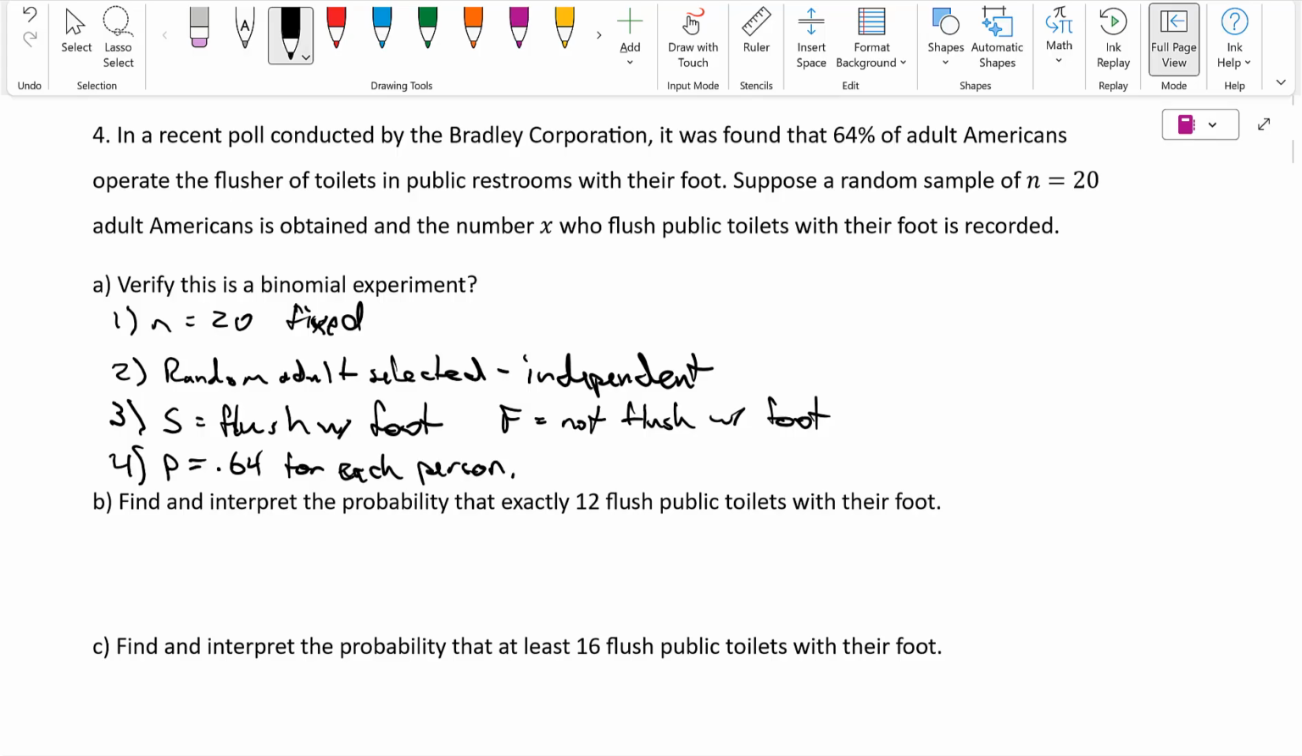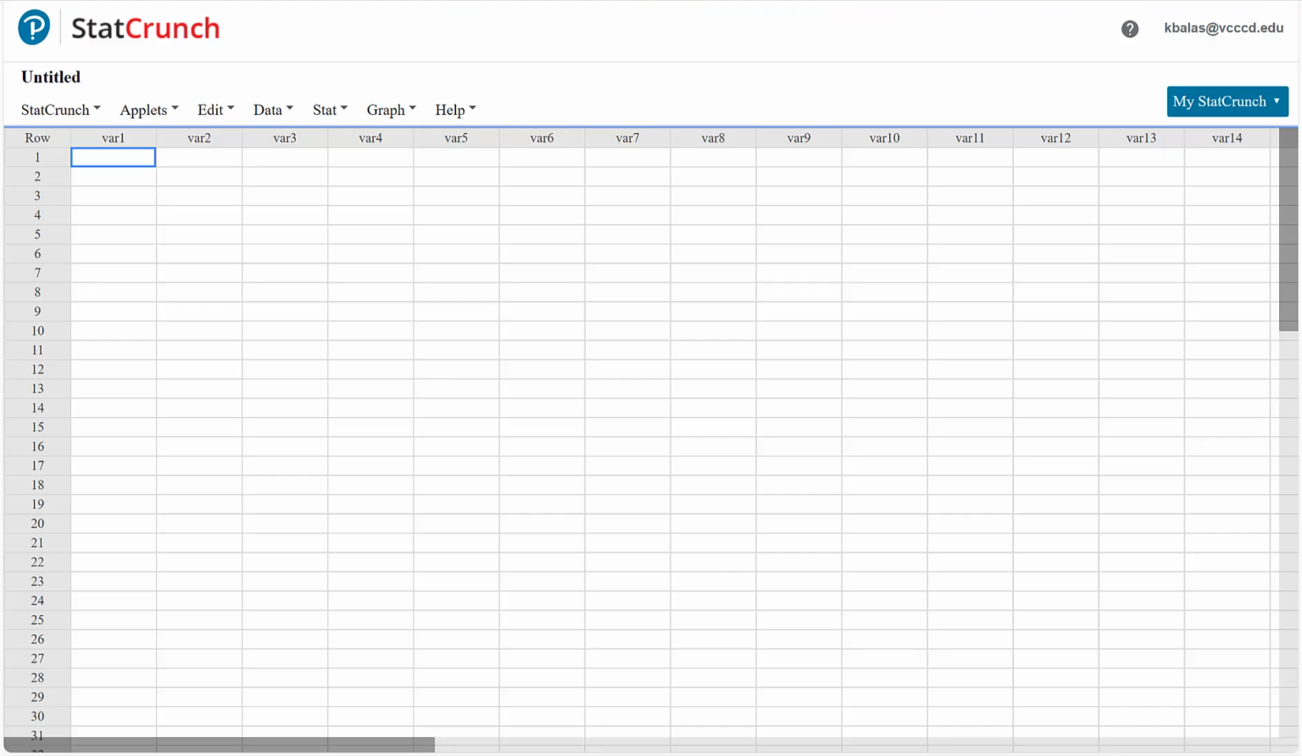And so that's not going to change. For B, we want to find and interpret the probability that exactly 12 flush public toilets with their foot. So we want the probability that x equals 12, knowing that n is 20 and p is 0.64. Those three things are all we need. So we can rewrite our probability that x equals 12 over here, write our answer, and then compute in StatCrunch.